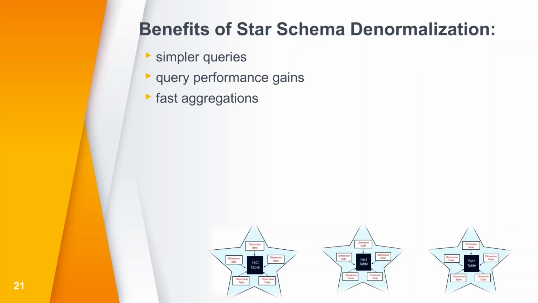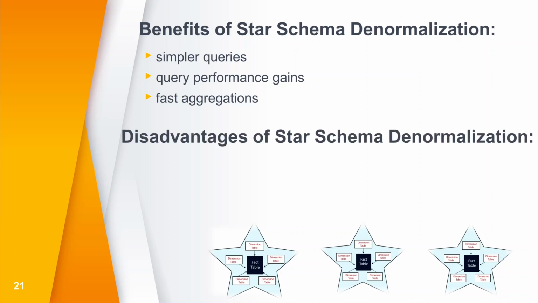We have faster aggregation in star schemas because, as mentioned, we have simpler queries resulting in improved performance of aggregation operations. We also have disadvantages of star schema denormalization. The number one disadvantage is the data integrity problem. As we know, in a transactional system, we always make sure that our resultant tables are in third normal form, normalized.